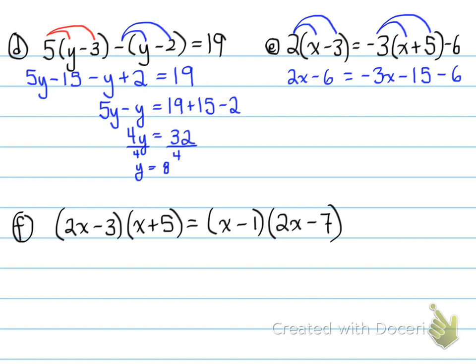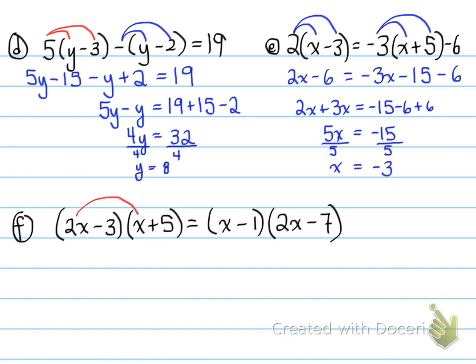And now what we're going to do is move the letters to the left, the numbers to the right. That is 2x plus 3x is equal to negative 15 minus 6 and then plus 6. That's right, this minus 6 moved to the other side. It became plus 6. So 2x plus 3x is 5x. And then the other side is just going to be negative 15. So 5x is equal to negative 15. And now we want to divide both sides by 5, and we get x is equal to negative 3.